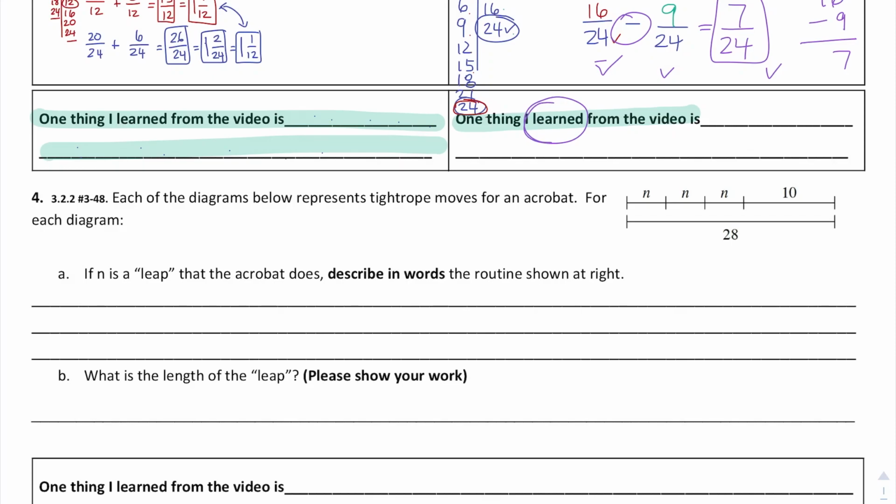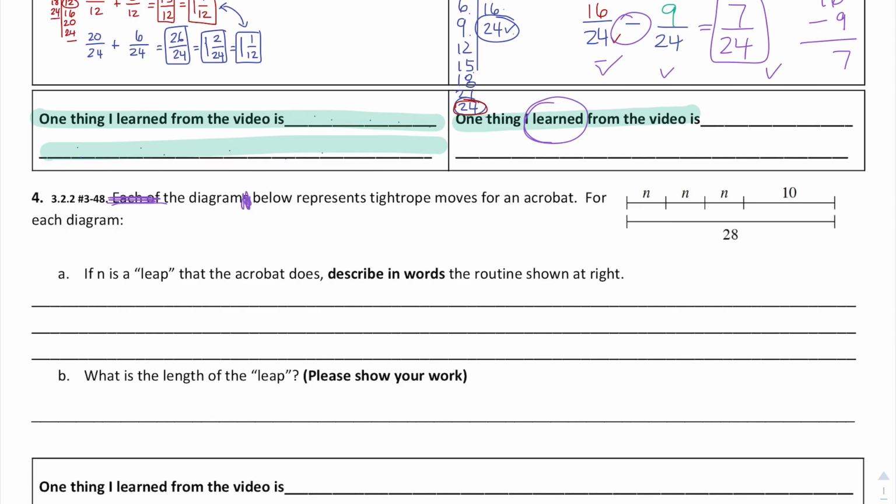All right. So number 4 on Math 7, Unit 3, test corrections. Each of the diagrams, it's not each, it's just one diagram. Sorry about the typo. So that should say the diagram, singular, below represents tightrope moves for an acrobat. For the given diagram, I want you to answer A and B.